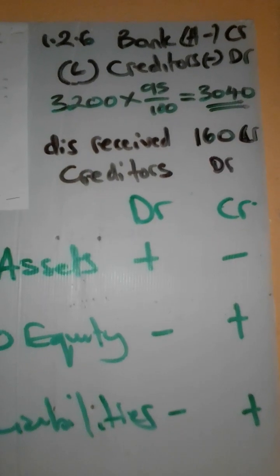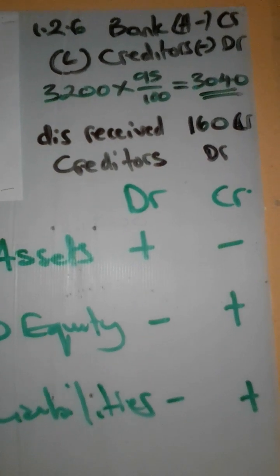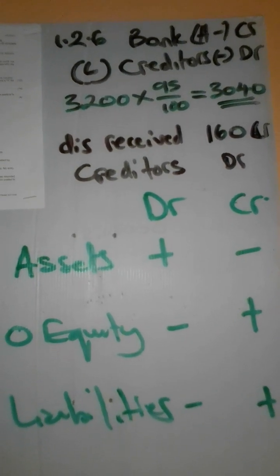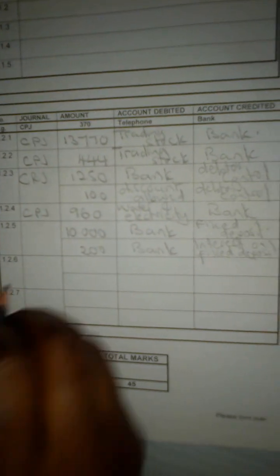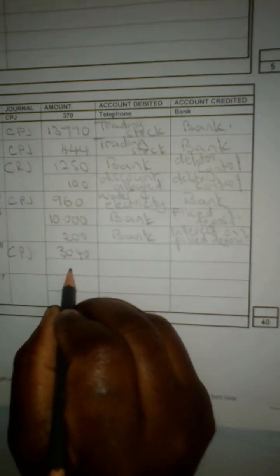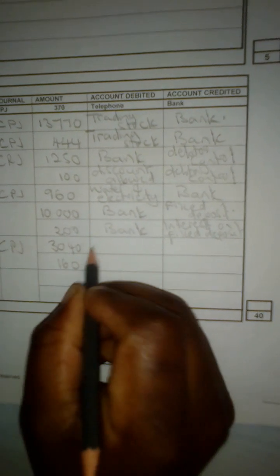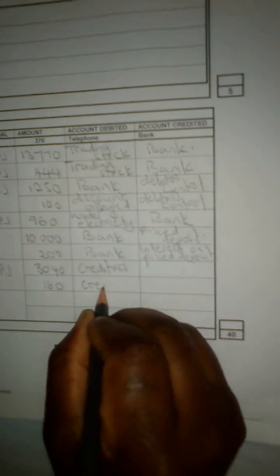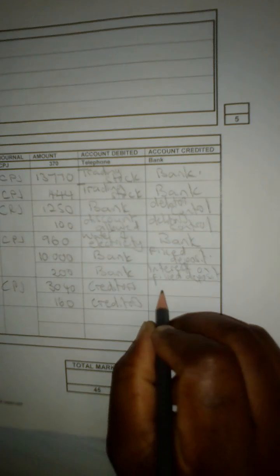Now we do have to record the amounts where they are supposed to be. The first thing is the book, which, since it's a payment, is the CPJ. The amount here, remember, is 3,040, and then the discount is 160. 3,040 is the money that was being owed to the creditors. Whenever we pay creditors, we debit them. Creditors against what?